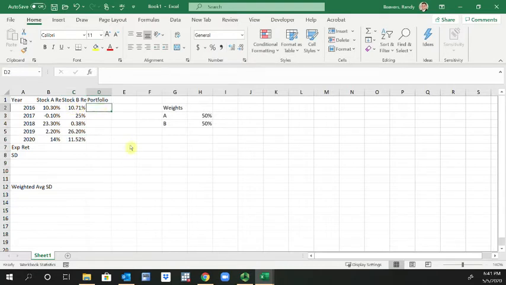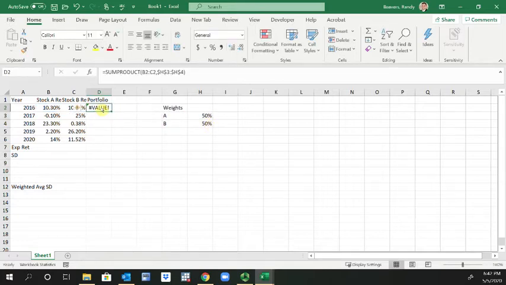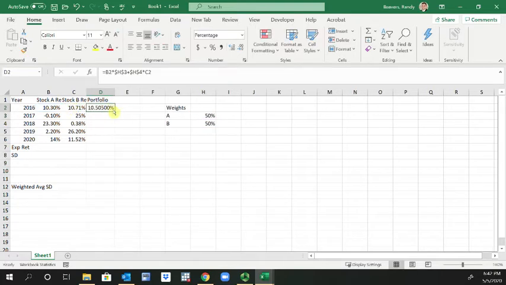To get the portfolio numbers, this will be equal to, we could do a SUMPRODUCT here. We'll highlight that, comma, and then our weights, and anchor the weights. And probably the issue it's having there is because the matrices are not the same shape or size. So let's do the stock A return times the weight in A, anchored, plus the weight in B, anchored, multiplied by the stock B return. There we go, looks much better. And we can shrink that to 2 decimal places.